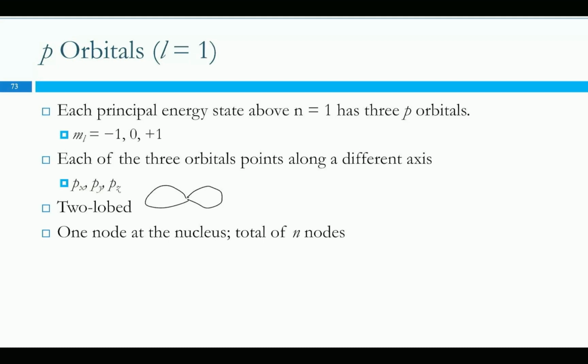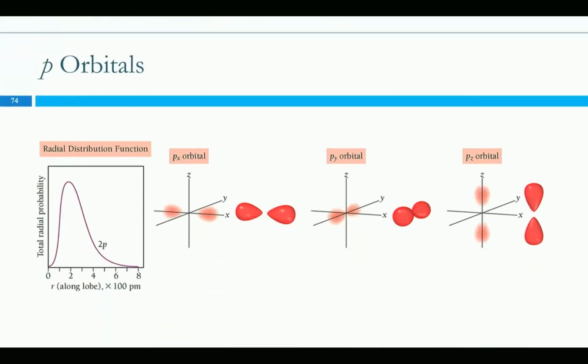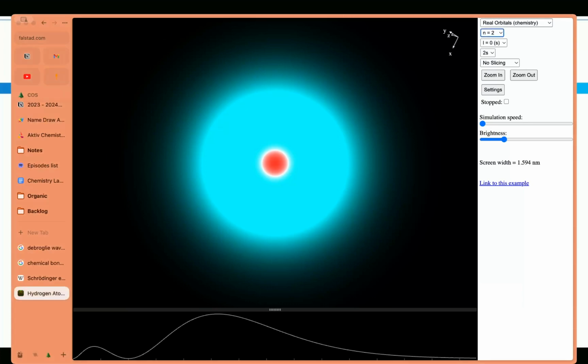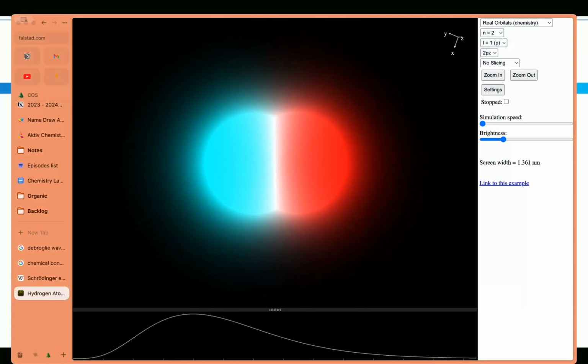No, it assumes 1 radial node and 1. Let's look at the simulation. Where'd it go? Let's take a look. This is the simulation I'll be looking at in the lab. So P.